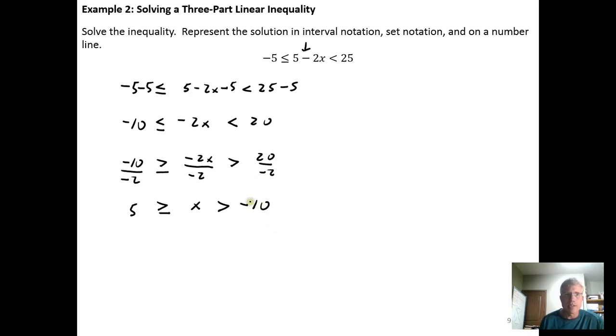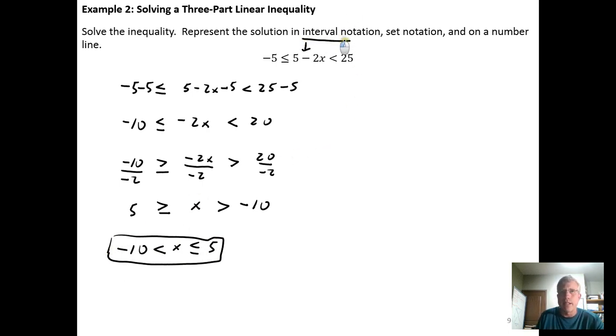And it would be more customary to put this from left to right in ascending order, so I probably want to write the negative 10 first, keeping the inequality opening towards the x, keeping this pointing at the x, and keeping the inequality opening towards the 5. So this would be a more standard form. Negative 10 is less than x is less than or equal to 5. So there's the solution to the three-part inequality.